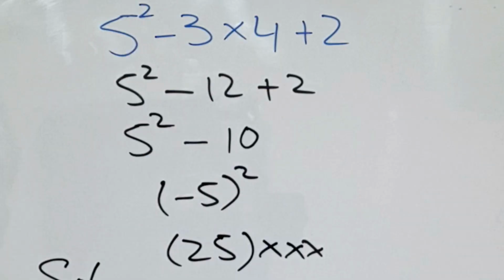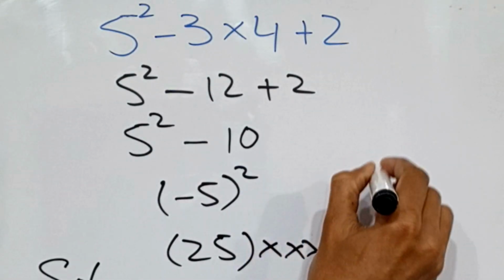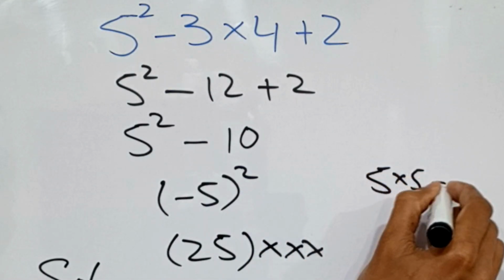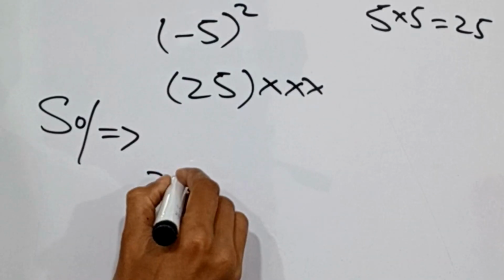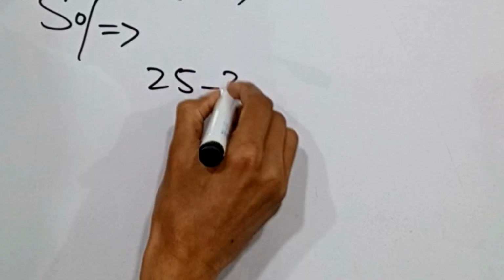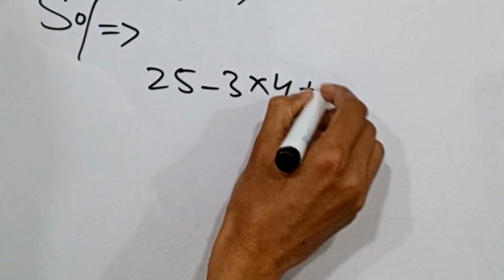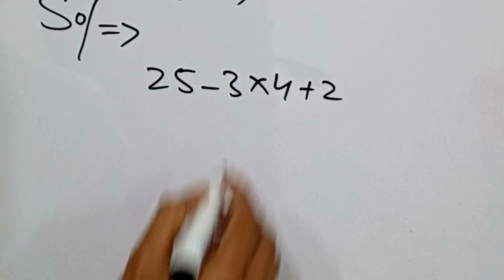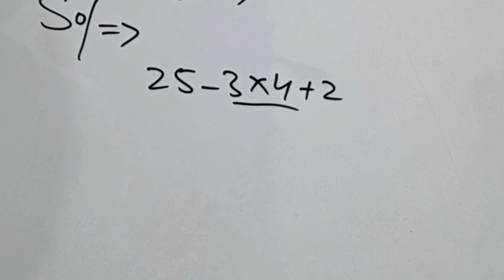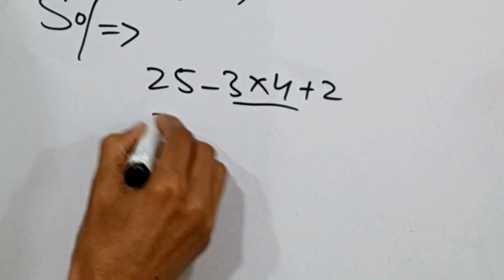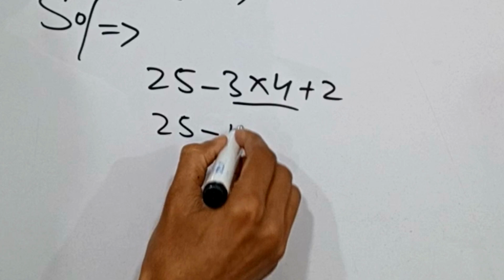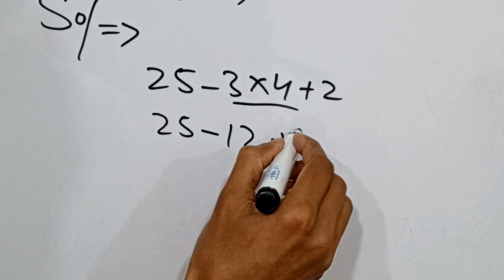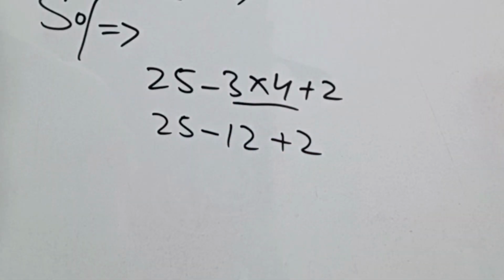5 squared equals 5 times 5 equals 25, right? 25 and minus 3 times 4 plus 2. Now multiply first, right? So 25 minus 3 times 4 equals 12 plus 2, right?